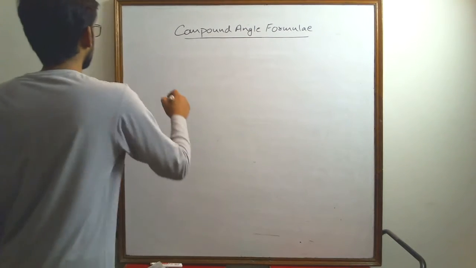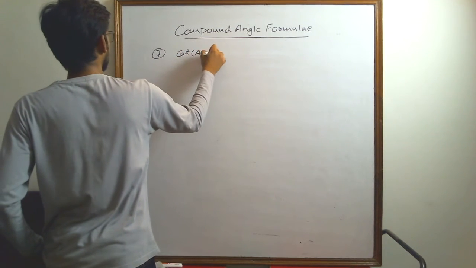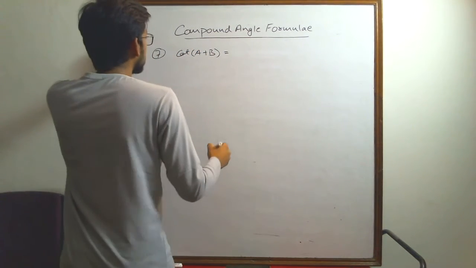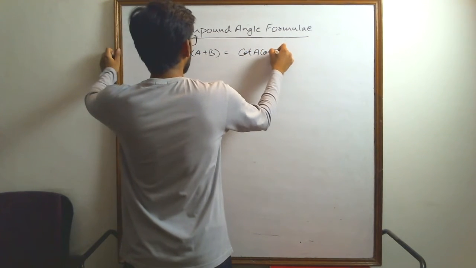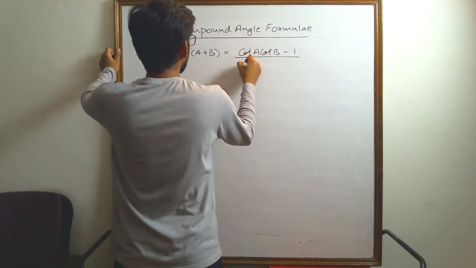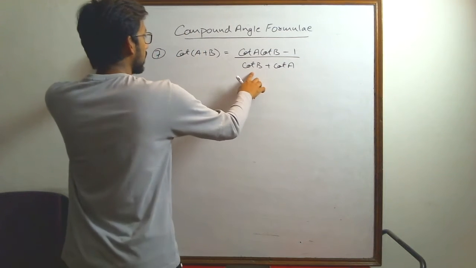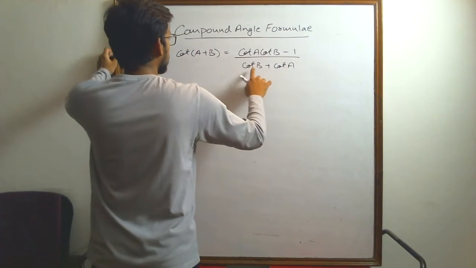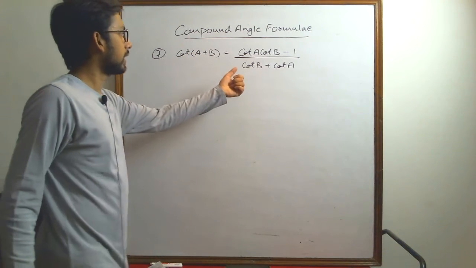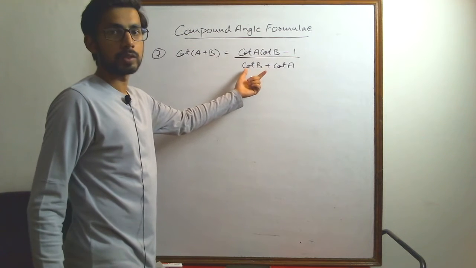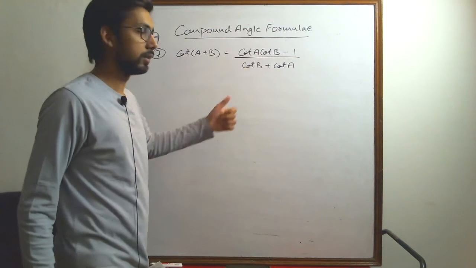Alright, so let's look at the next one, 7th, that is cot A plus B. Now cot A plus B, I'll write the formula first, is equal to cot A cot B minus 1 upon cot B plus cot A. Notice that we are writing cot B before cot A here, because in the formula of cot A minus B we get cot B minus cot A. That's why, to remember that carefully, we are writing cot B first in this formula.